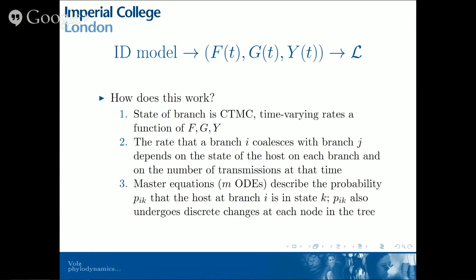And in contrast to previous structured coalescent models where a discrete state of lineages is simulated on a tree, we actually use a master equation approach. We derive the probability that a given lineage i will be in each state k. So we solve these vectors p_ik for each time point along a branch.